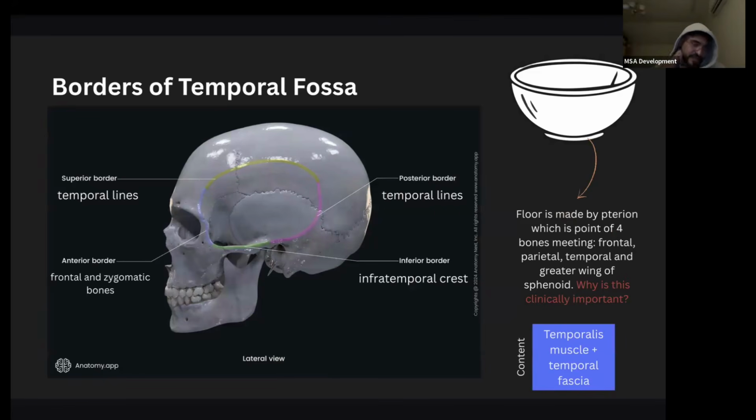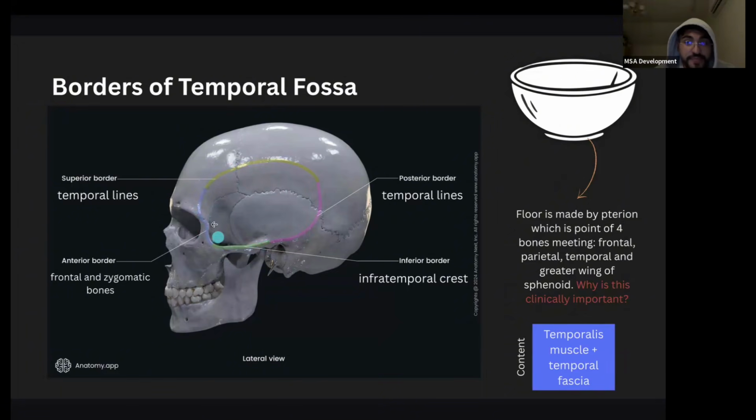Very easy, very straightforward. You need to know the boundaries and the contents. That's it, pretty much. Temporal fossa, just put it here for the sake of completion. It's like a ball, honestly. You need to know, of course, what makes the superior border. So the superior and the posterior border are made up of the temporal lines, as you can see. And then the inferior border is made up of the infratemporal crest. The anterior border right here is made up of the frontal and the zygomatic bones, right?